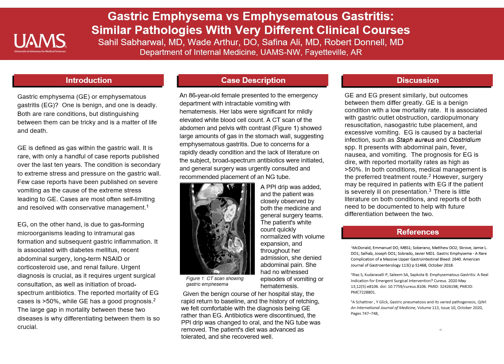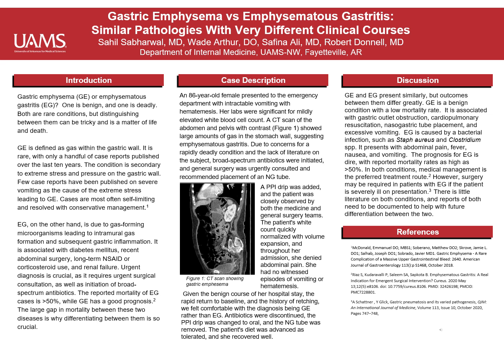Now, to contrast it with gastric emphysema, which actually has a good prognosis, the prognosis for emphysematous gastritis is fairly poor, with a reported mortality of greater than 50%. This large gap in mortality is actually why differentiating between these two diseases is so crucial. So now that we have defined the two conditions, let's talk about a real-life example.